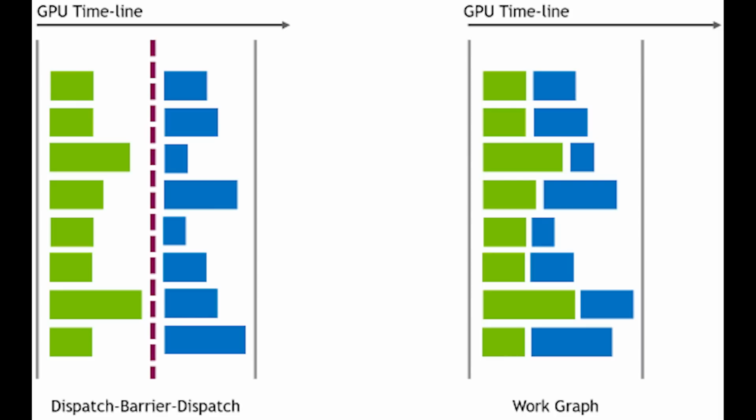With work graphs, though, the moment a specific piece of work, the green work, is done, the blue can start and there's just no delay. Basically, the shaders can be as occupied as possible.